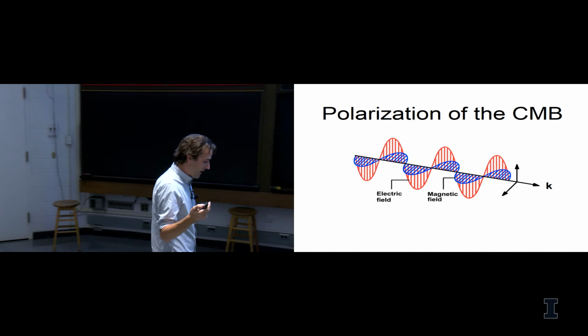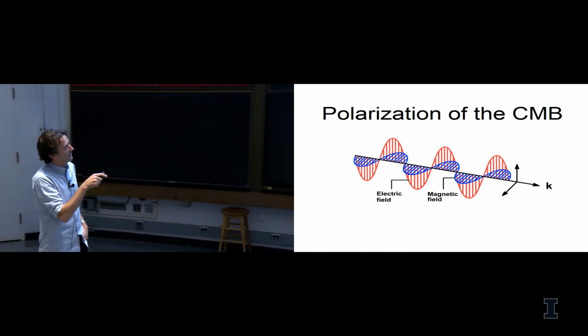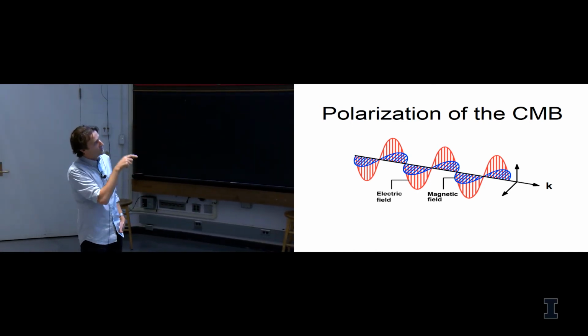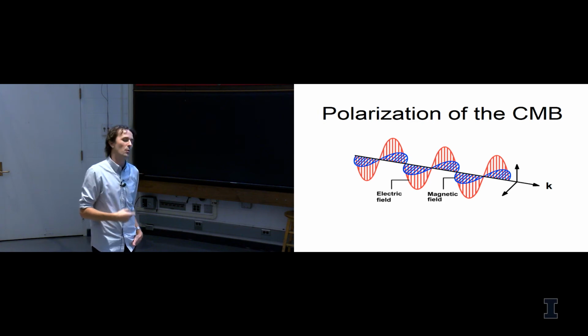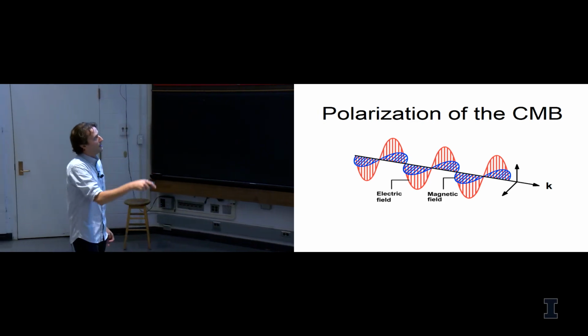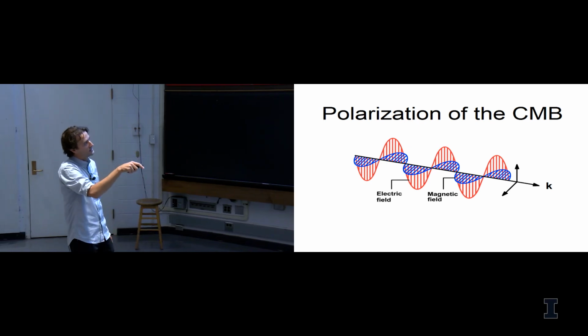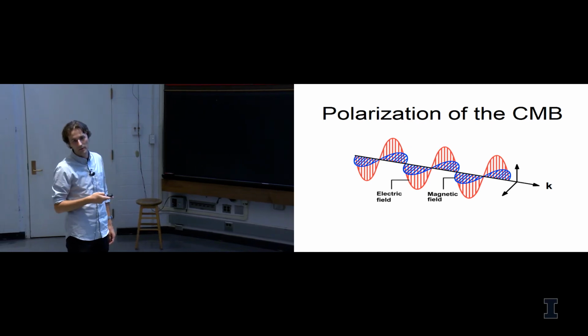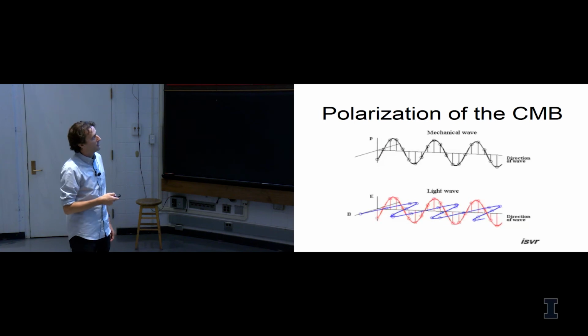So you remember that in addition to intensity, photons also are polarized, right? So what is a photon? A photon is a propagating electric and magnetic field. The polarization of a photon is the direction of its electric field. So here's a little movie of this.